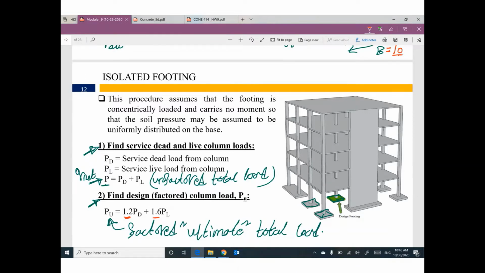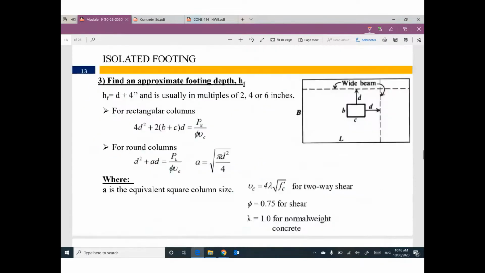Third step, we need to assume the footing depth or the footing thickness, overall depth, hf. Actually, you can assume what you want: 16, 18, 24, 26, 28, 30, that's fine.